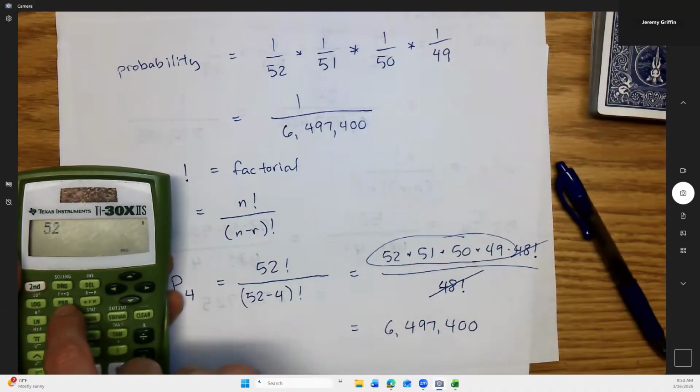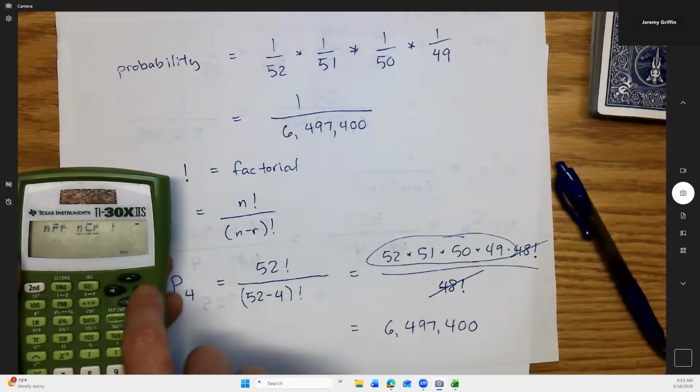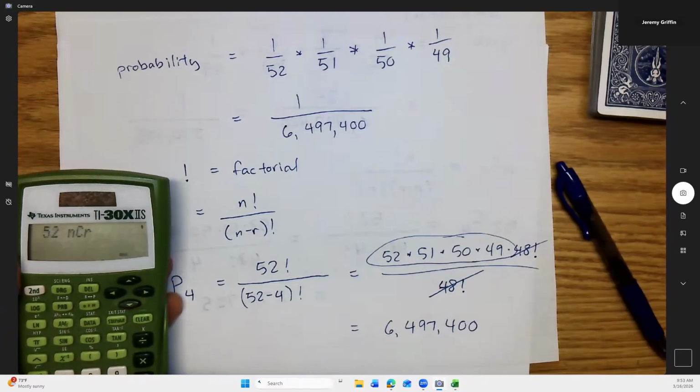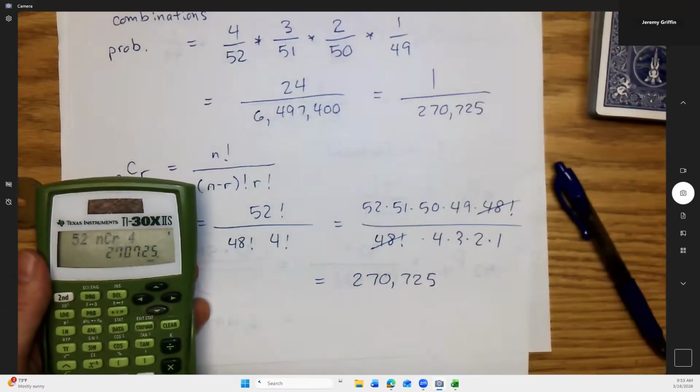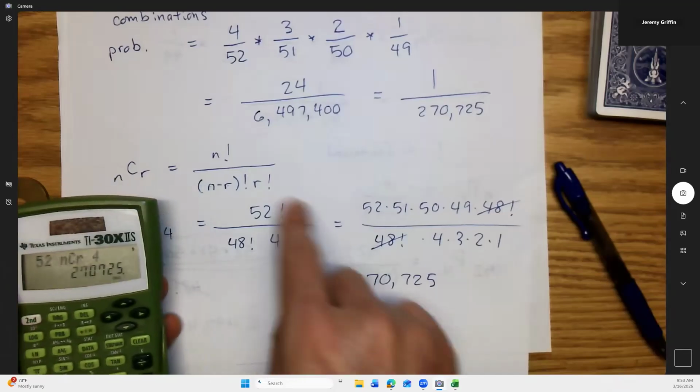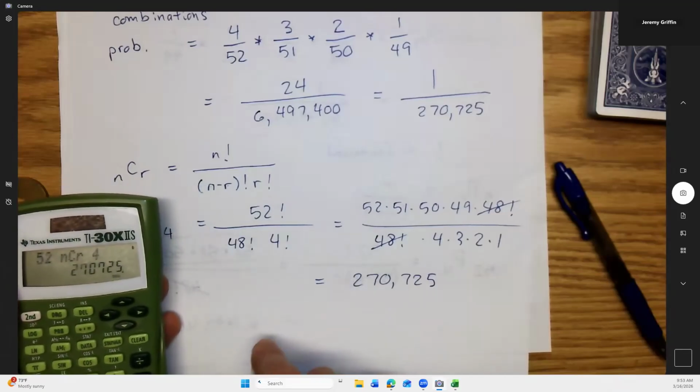Go back to this button that says PRB for probability. Let's slide over to combinations, and then 4 cards. Now combinations should be 270,725. Let's see if it is. It is, exactly. And of course, this is what it's doing behind the scenes. You guys get all that?